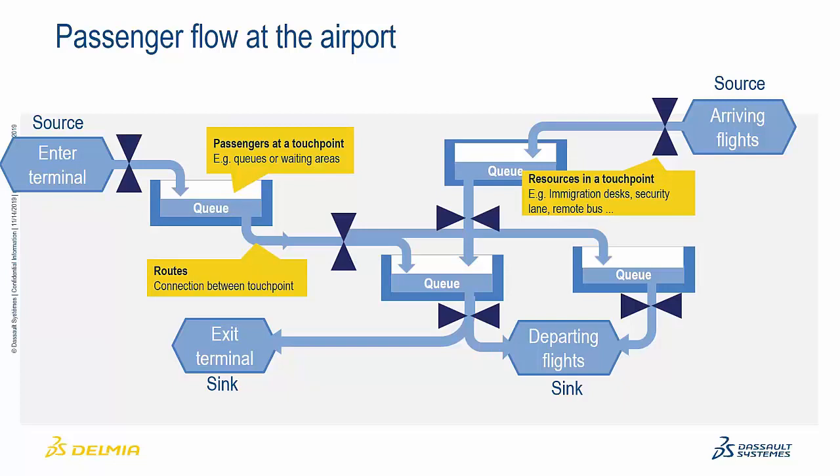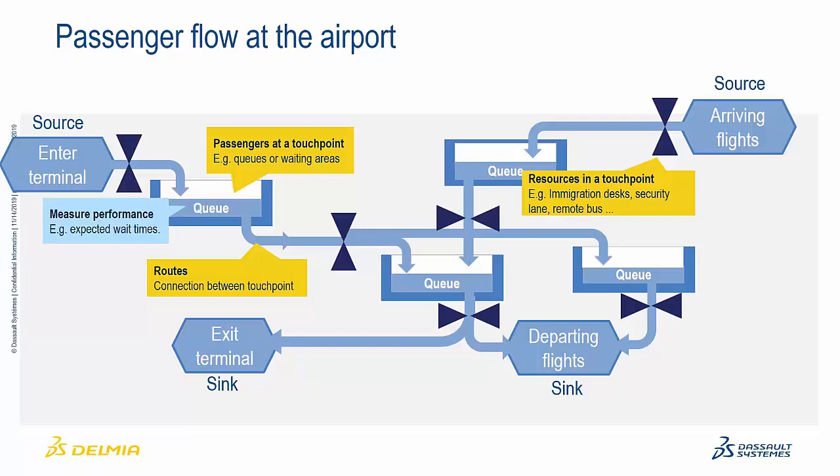And then we have the routes. So this is typically how your airport layout is being maintained, that ensures that when one passenger goes through a certain touch point, then he knows where to go next, and this is controlled by the routes.